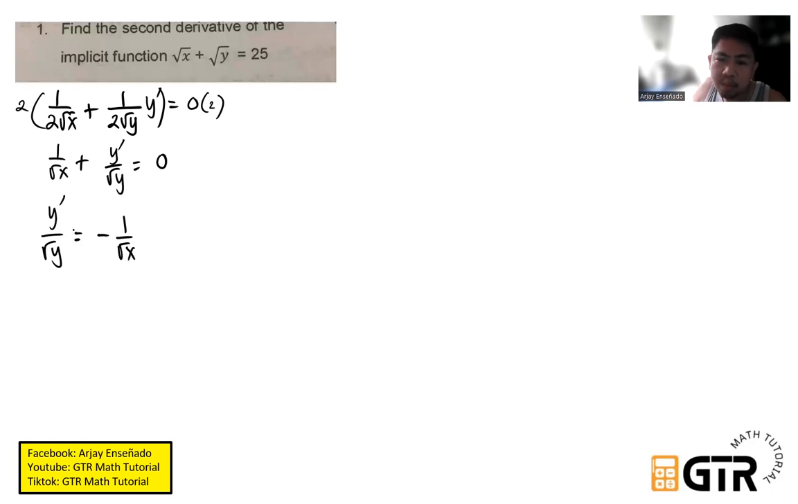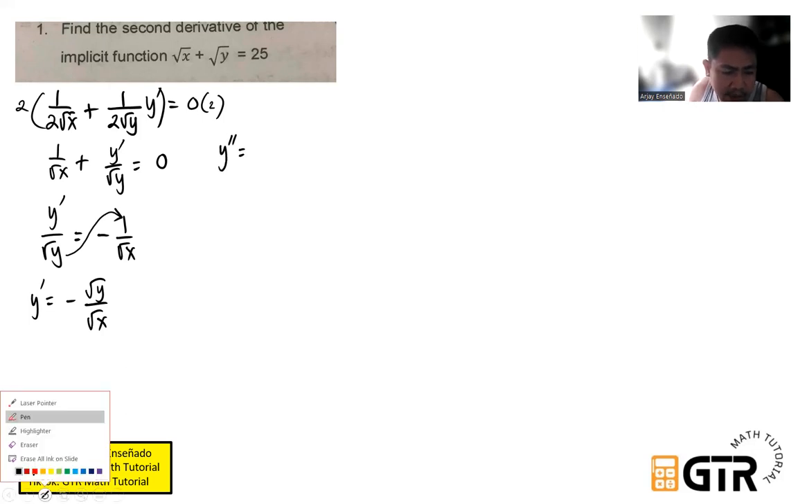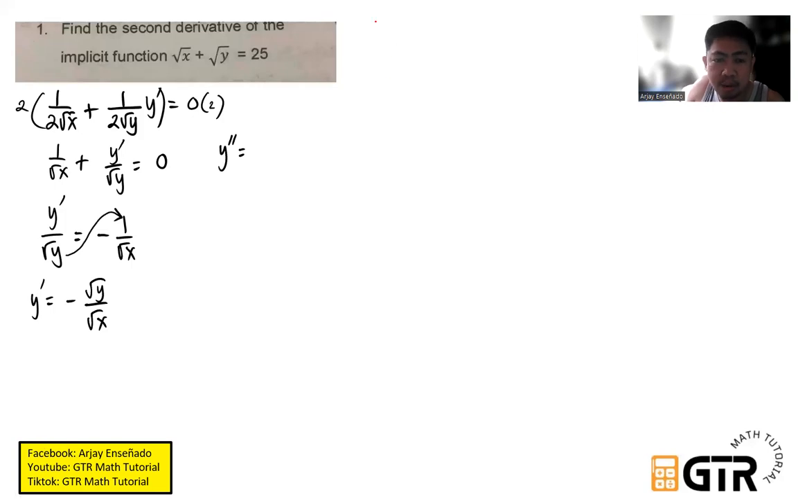So solve for y prime. Just multiply both sides by square root of y, or simply cross multiply. Therefore, y prime is equal to negative square root of y over square root of x. So now let's get the second derivative. We will use the quotient rule.